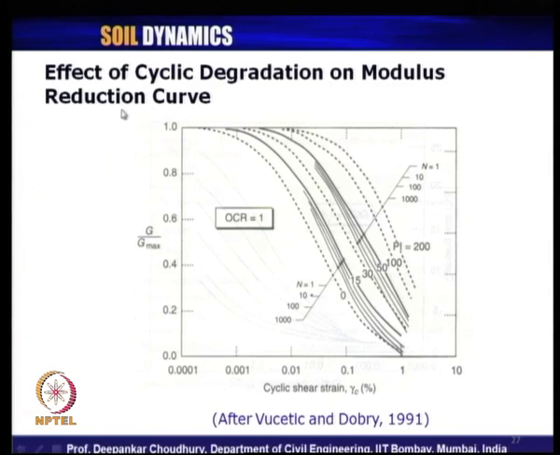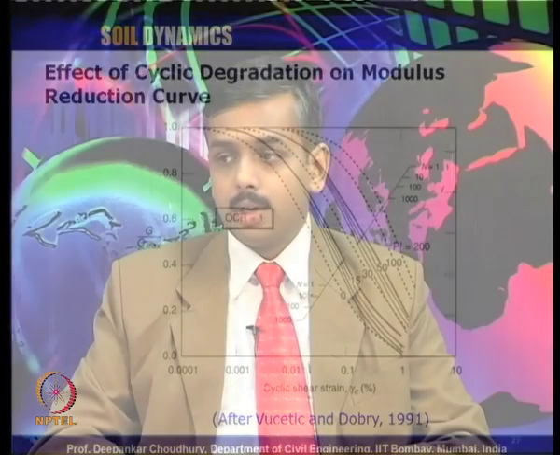So, with this concept of the effect of cyclic degradation on the modulus reduction curve, and how to estimate the different shear modulus and apply it in dynamic analysis, we have seen. In the next lecture, we will continue our discussion with the damping ratio, which is another important dynamic soil property.